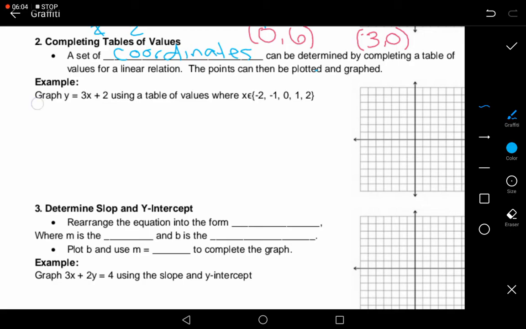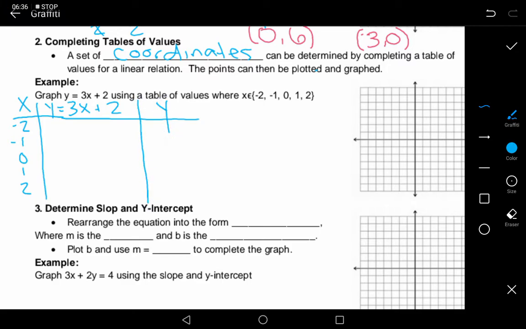So I'm going to draw myself a little table here. Again, it tells us which x values to use. So that's all I'm going to write over here. Those are my x values. And I need to figure out my y values. So in order to do that, I'm going to have to sub in all of those x values into my equation. So in the middle here, I'm going to have y equals 3x plus 2. And then on this side, we're going to end up with our y value.